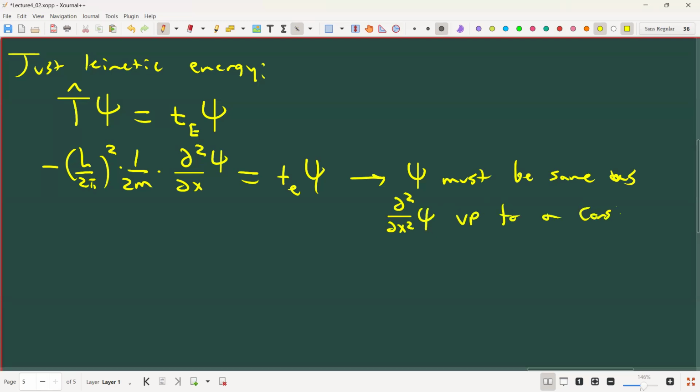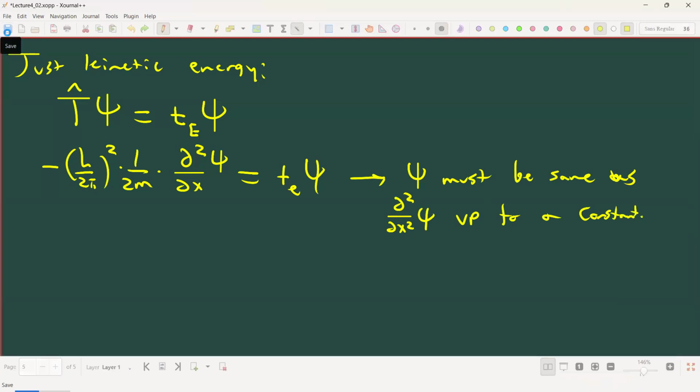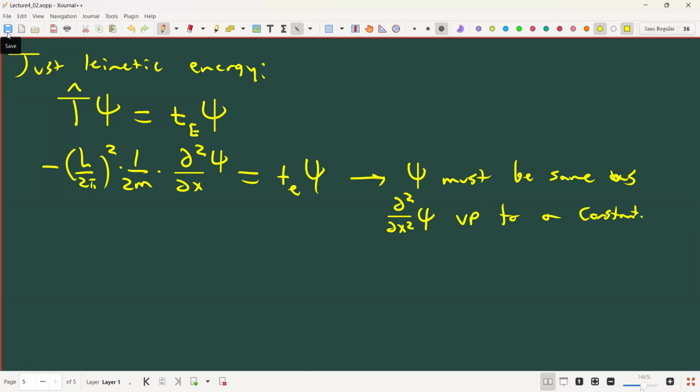So already we have a very stringent limitation of what we can measure for kinetic energy. It has to be something that can be represented by a function that when I take two derivatives of it, I get the same function back times a number. Very, very few functions in the universe give you this behavior. We'll solve this next class. It's very easy to solve. There's only a couple of options.